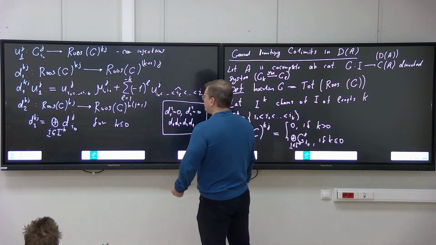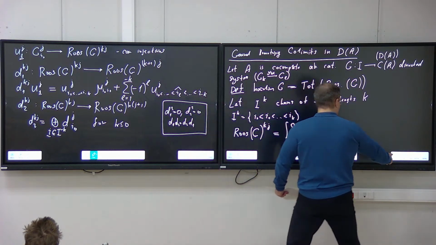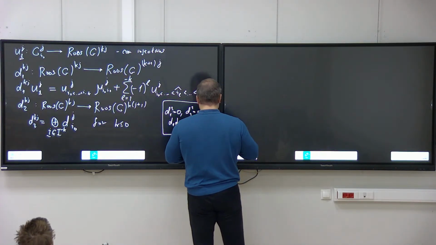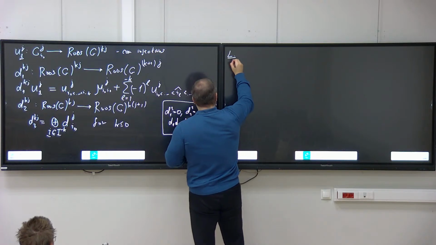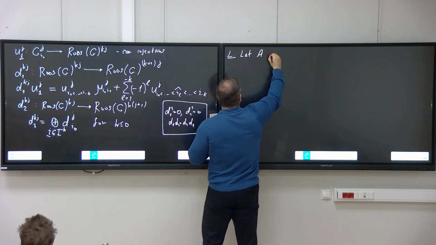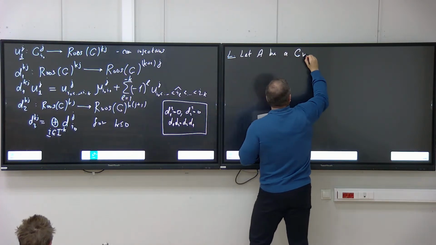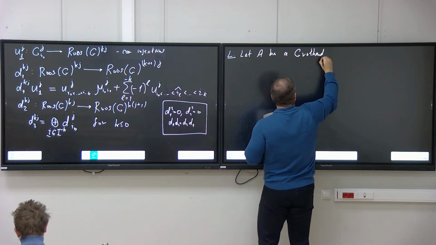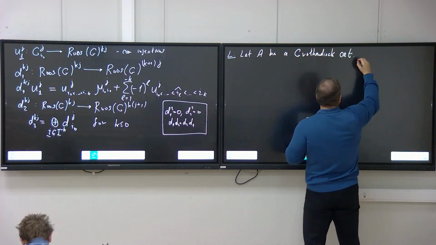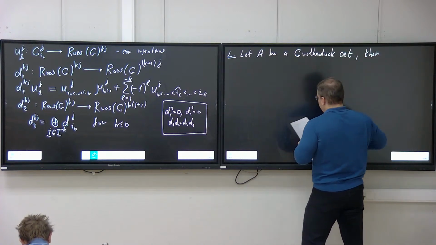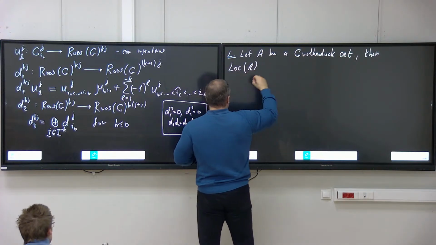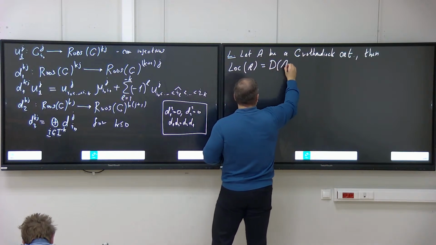Okay, now let me formulate a lemma. Let A be a Grothendieck category. Then the localizing subcategory of A coincides with the whole derived category.